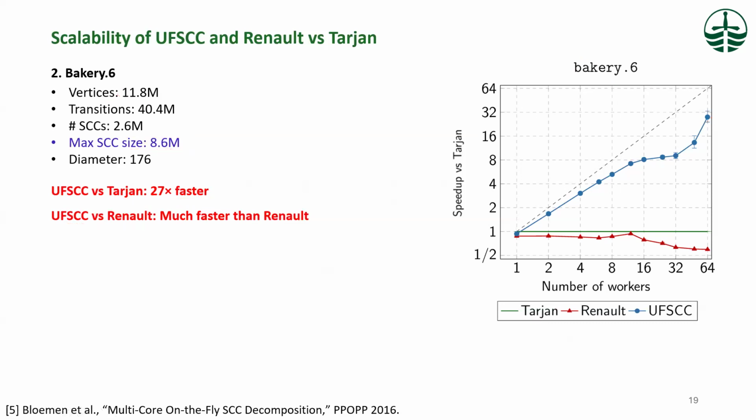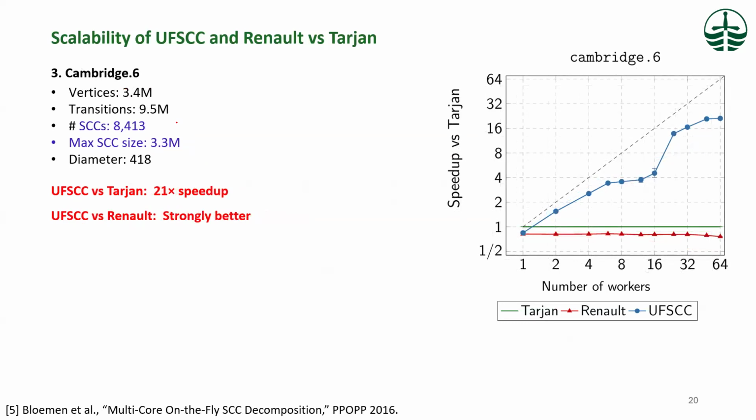The next one, the third one, is Cambridge. This is the third algorithm we see here. It does not have a lot of SCCs. We can see only 8,413 SCCs, while we have 3.4 million nodes. And one of these SCCs is 3.3 million. So we can say it is a mix, something like our previous two graphs.